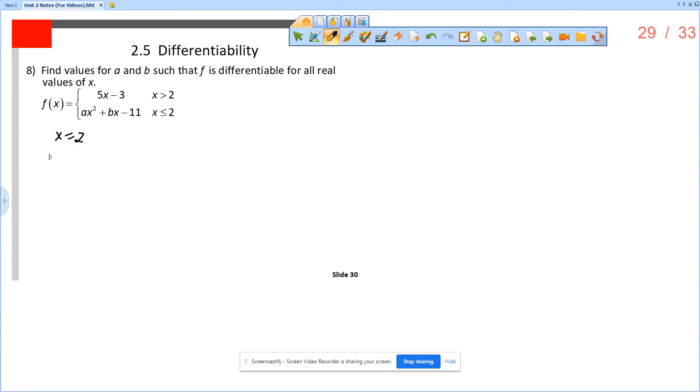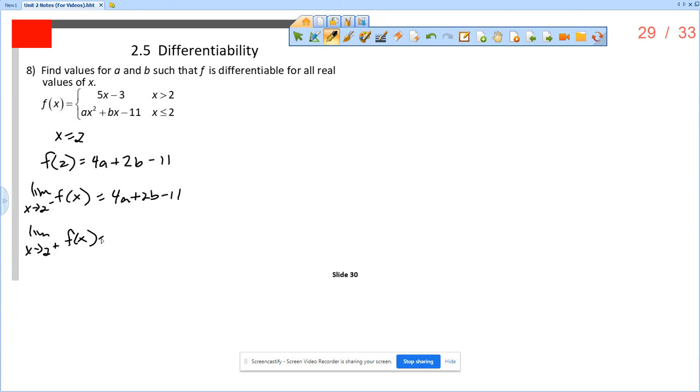All right, so we want to evaluate f of 2. We're going to plug 2 in for x. So we get 4a plus 2b minus 11, right? And then we want to examine the limit as x approaches 2 from the left. So that would be plugging 2 into the bottom piece, which is, of course, still 4a plus 2b minus 11. And then the limit as x approaches 2 from the right of f of x. That's going to be plugging 2 into the top piece, so 5 times 2 minus 3, so we get 7.